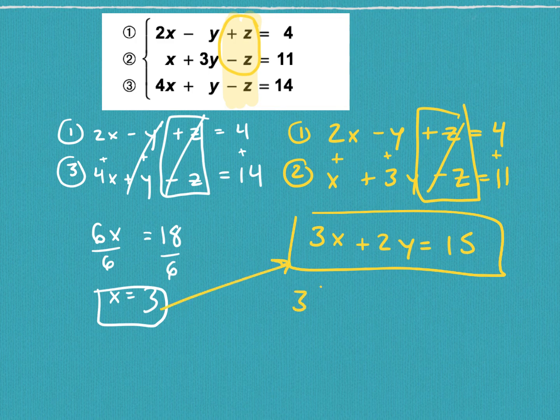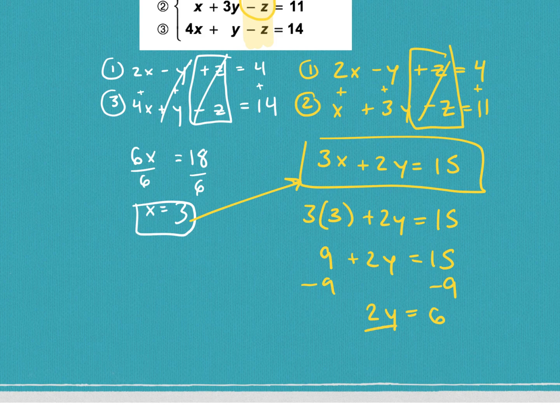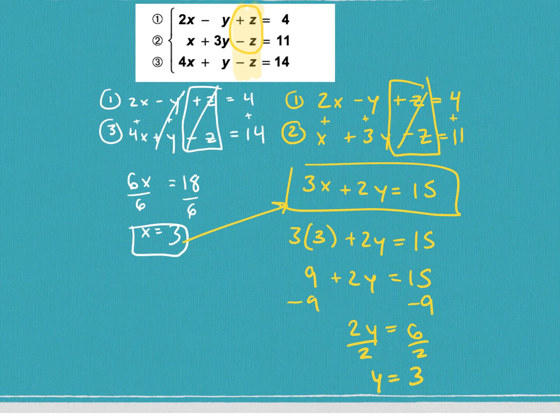So I have 3 times 3 plus 2y is equal to 15. What do I have to do to solve for y? Awesome. First I need to multiply and then subtract 9. So 2y is equal to, what's 15 minus 9? 6. And then what should I do? Divide both sides by 2. So y is equal to 3. So I have my x and I have my y. How do you think I can find z?